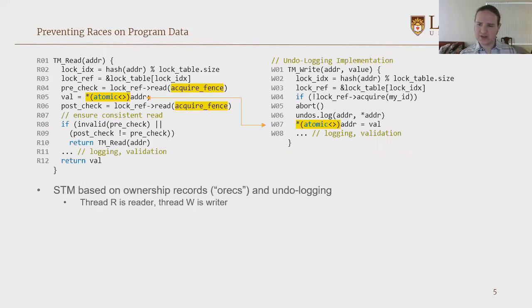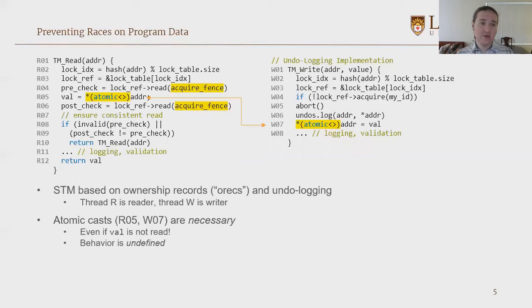To explain that, let's look at this code. This code depicts a simplified STM based on ownership records, or ORECs for short, and an undo logging based STM. In this example, thread R is the reader and thread W is the writer. So this code is correct, but without these two casts to atomic, this code would constitute a data race.